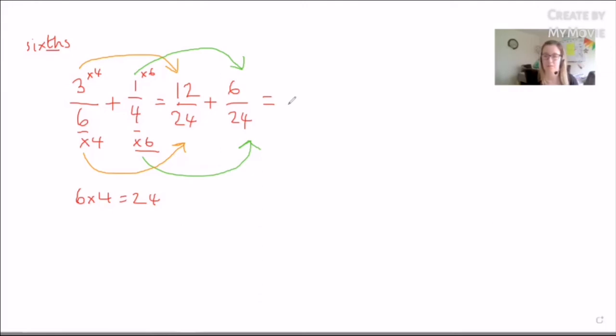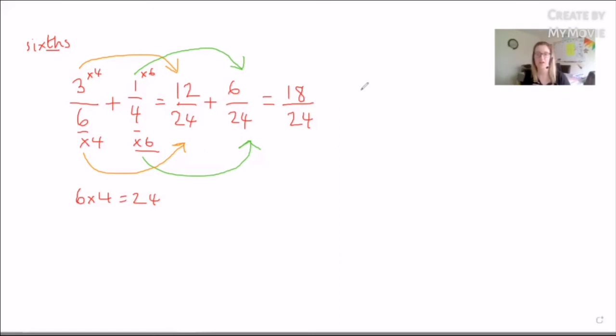Now we can add them together because they both have the same denominator. So let's do that. We're going to have something over 24 because we've got 24ths. Okay. 12 plus 6. If you need to count up, do. Or you might know number bonds, you can add them together really quickly. 12 plus 6 is 18.